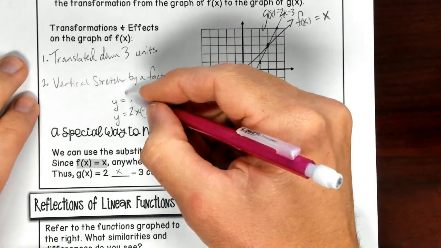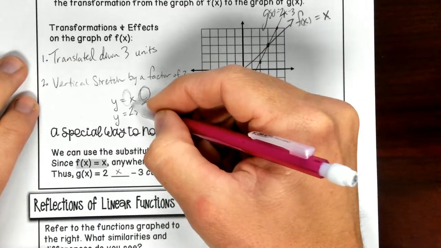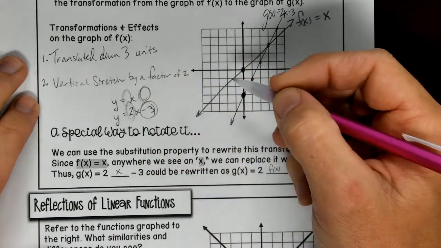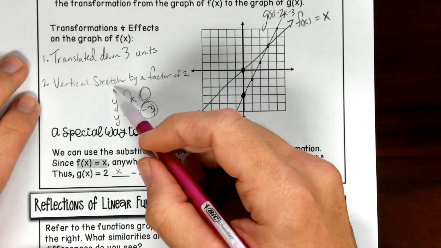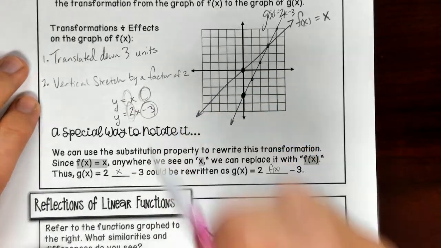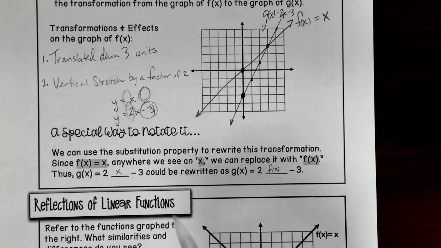We can look at the second change. That's right here. There's a 1 in front of that x, but now it changed to a 2. So my slope got bigger. It's a vertical stretch by a factor of 2. So in that problem, there were 2 separate transformations.